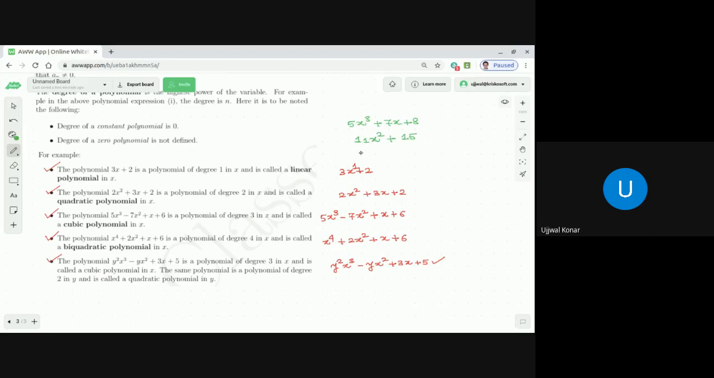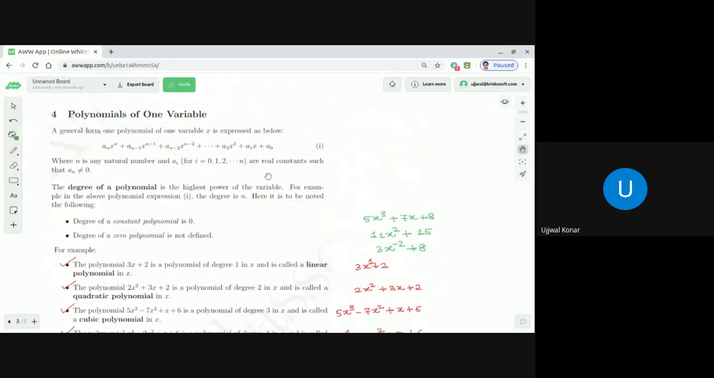Suppose I give 3 into x to the power minus 2 plus 8. This is not a polynomial at all, because the power of x is minus 2, which is not a non-negative integer. Correct? So now, as we have understood a few examples, let us come back to discuss the actual definition of a polynomial and the general form of a polynomial of one variable.